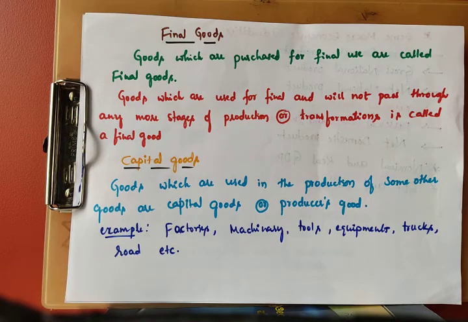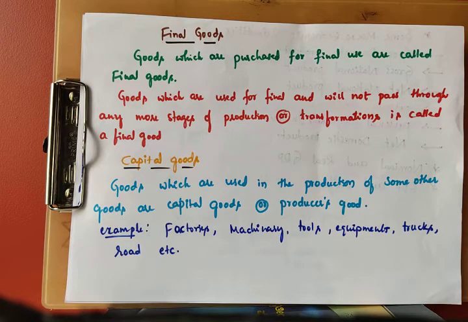Simply, value means money value, because money is the measure of the value of goods and services. Through money only can we measure the value of goods and services. That's why the money value of all goods and services produced in a country during a year is called national income. It's a very simple answer.